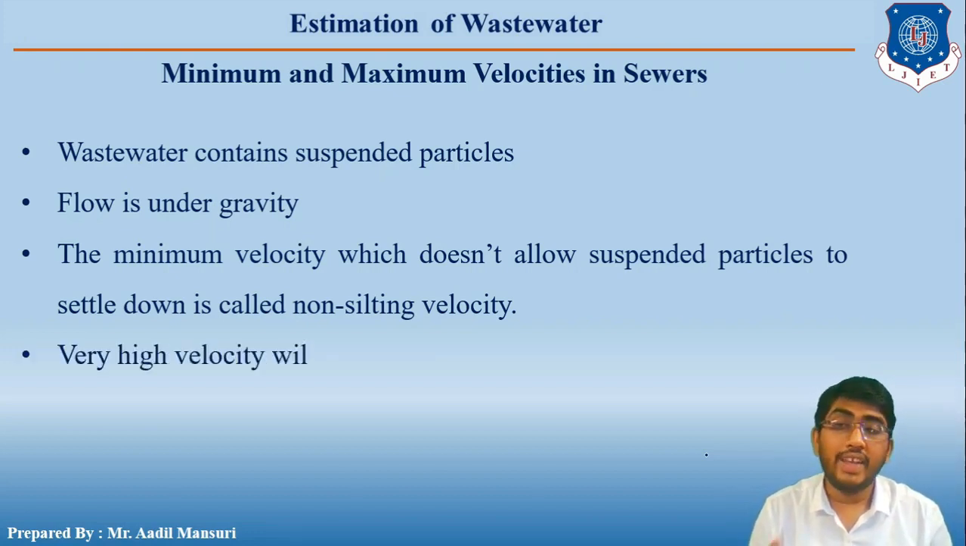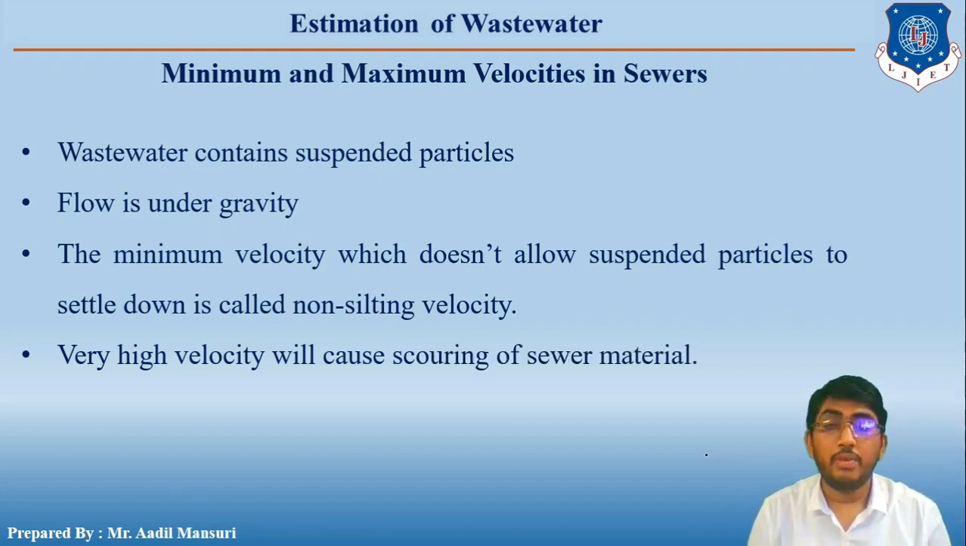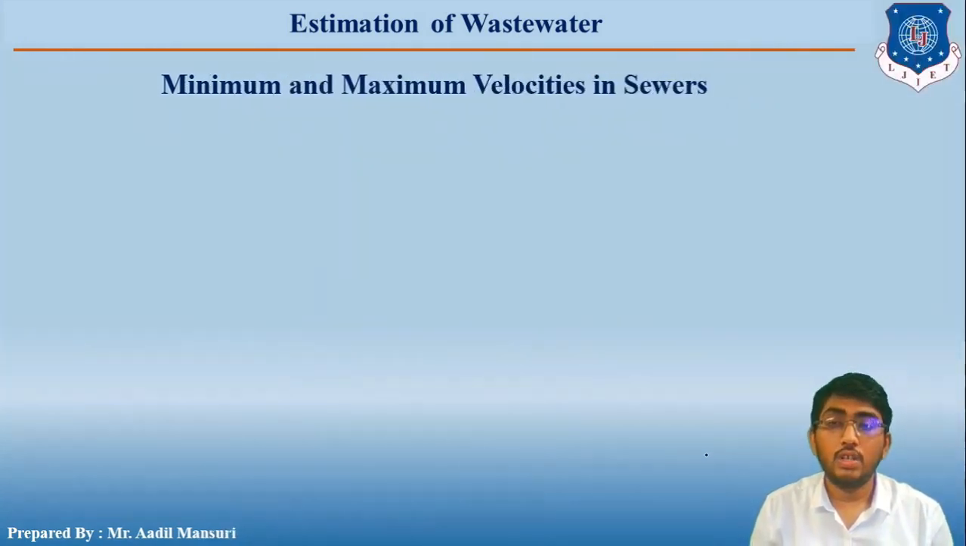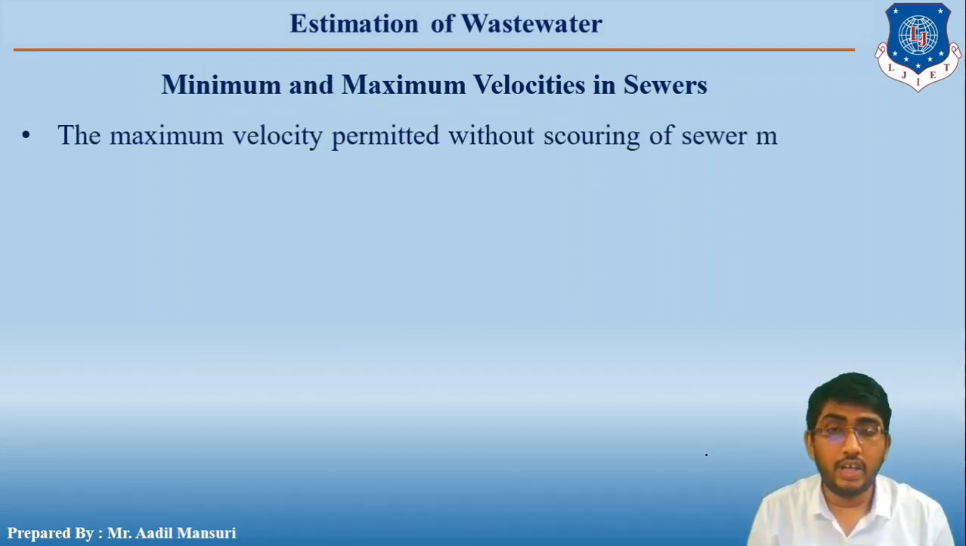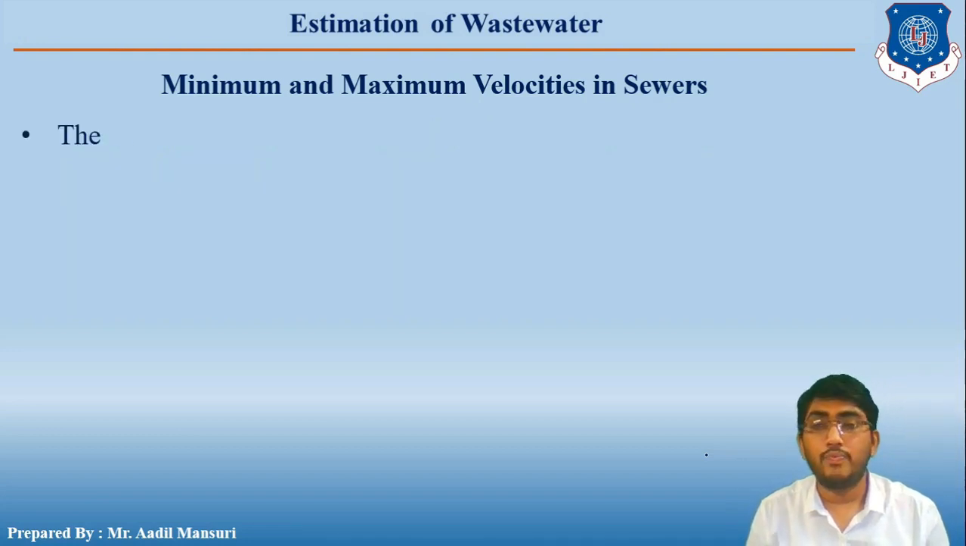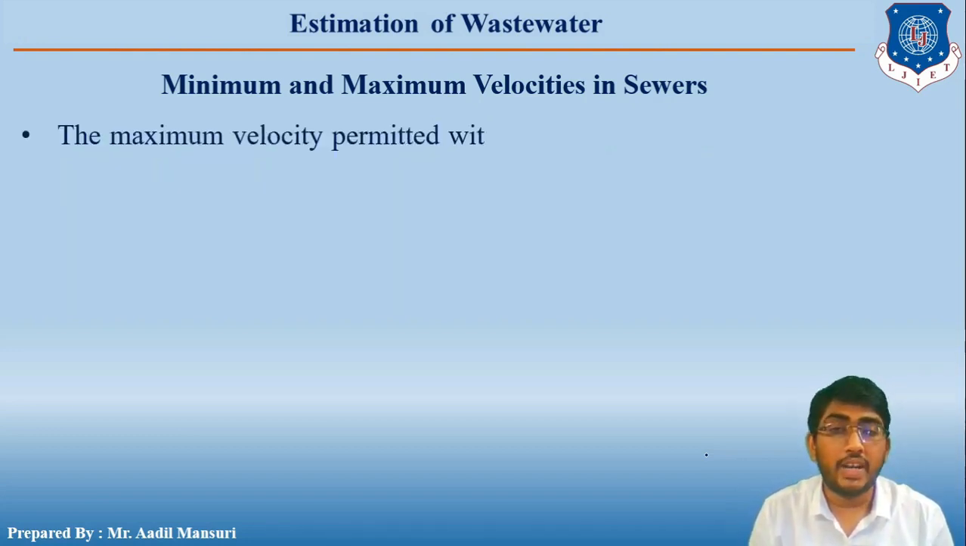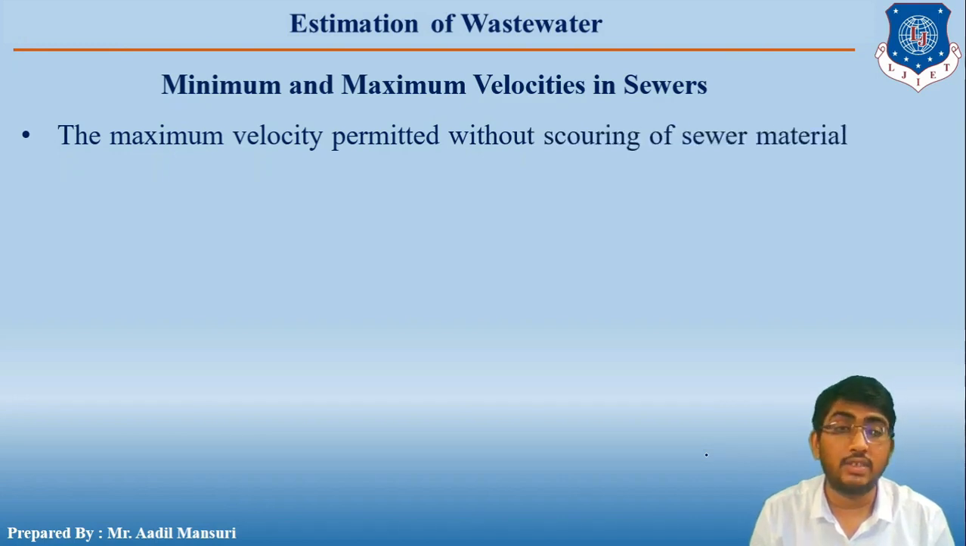Now, very high velocity will cause scouring of sewer material. Because if the flow of the sewage is high, the flow will try to scour the bed of the sewer. As a result, the sewer will need maintenance. So the maximum velocity permitted without scouring of sewer material is called the non-scouring velocity.